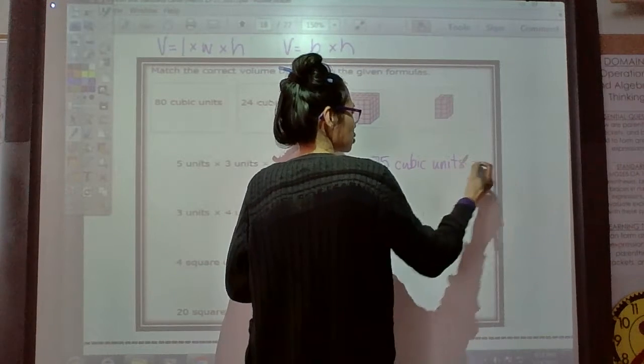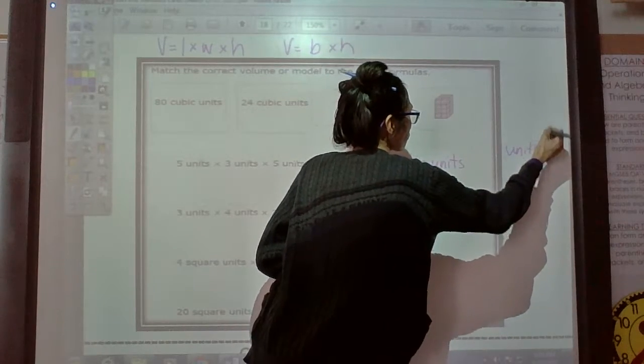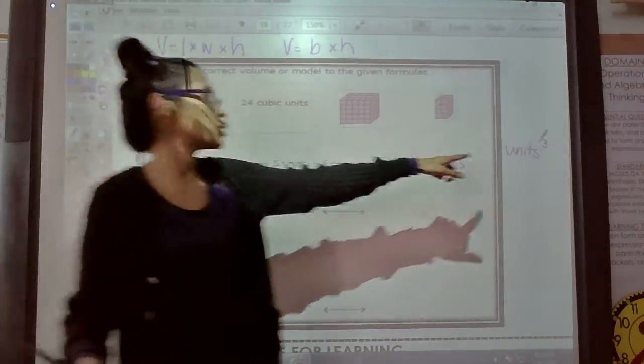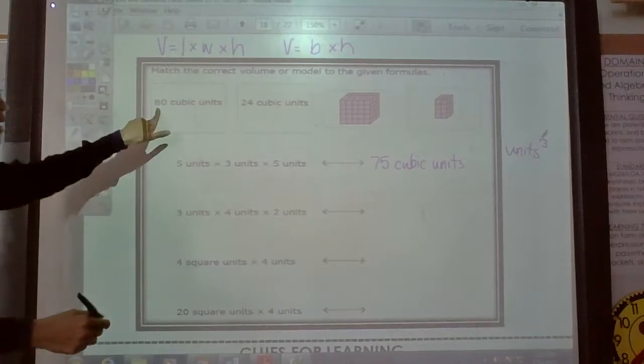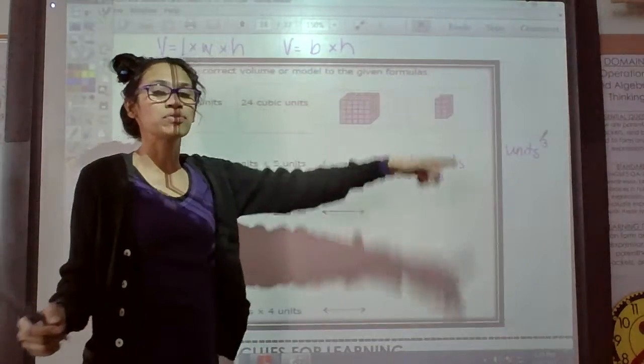And that's like writing units to the third. Remember I told you we're multiplying 3 different units, so it's always to the third power. And that little 3, another word for that is cubic. Okay? Now, it's not 80, it's not 24, so it has to be one of these models.